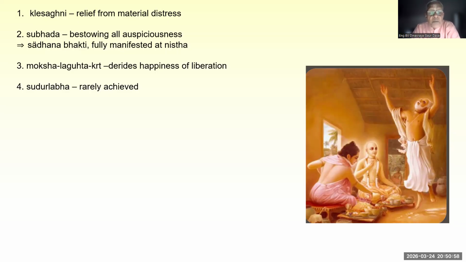Sayujya, Sarshti, Samipya, Salokya. These pure devotees don't want any kind of liberation. They want perpetual rendering of devotional service to Lord Krishna. So durlabha, rarely achieved. Pure devotional service is very rare to achieve. Lord Krishna in Bhagavad Gita says, sa mahatma sudurlabhah. So pure devotional service is very difficult. Pure Krishna consciousness is very difficult.